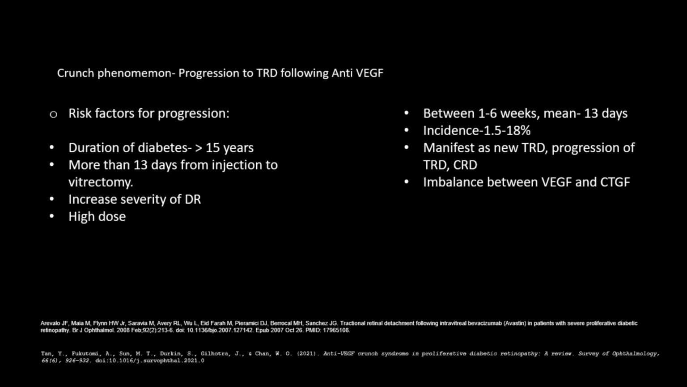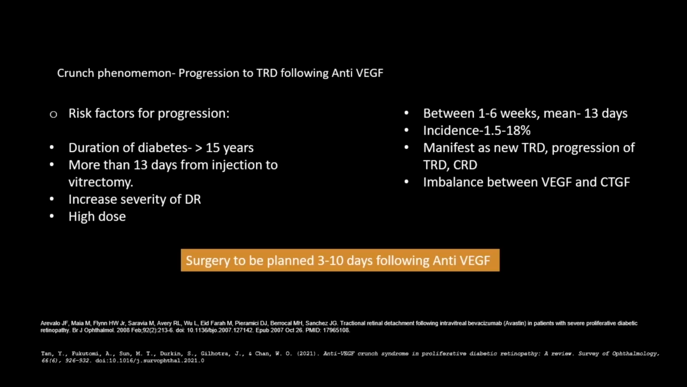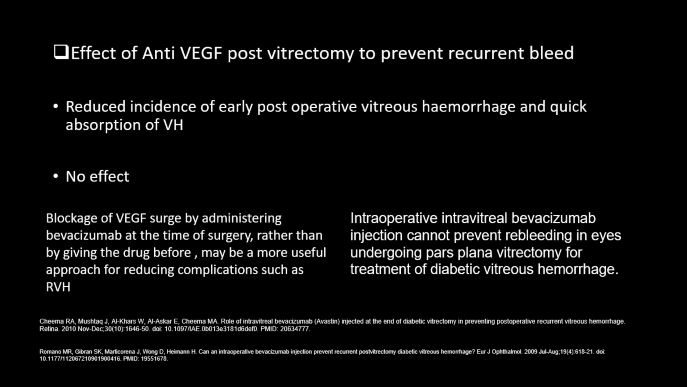Why does this phenomenon occur? Because after injection, there is a steady decline in the VEGF level, whereas the connective tissue growth factor level remains constant, which can accelerate the process of fibrosis and can lead to this crunch phenomenon. Hence, it is important to operate within 3 to 10 days post injection. Now, anti-VEGF also has a role to prevent recurrent post-operative vitreous hemorrhage.